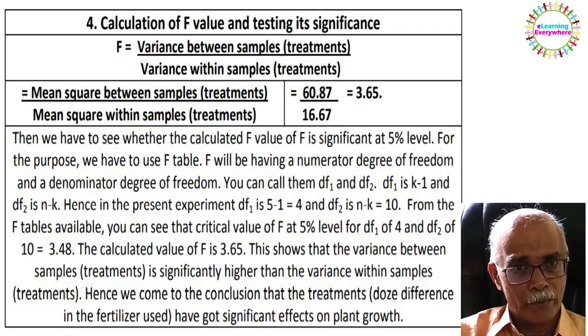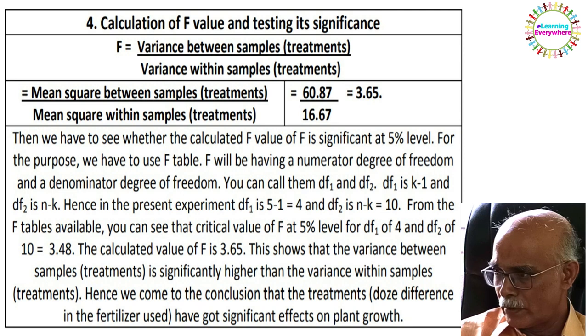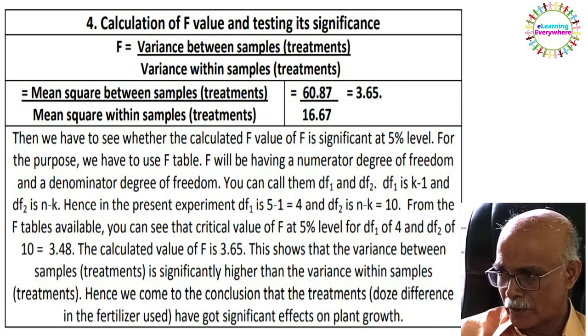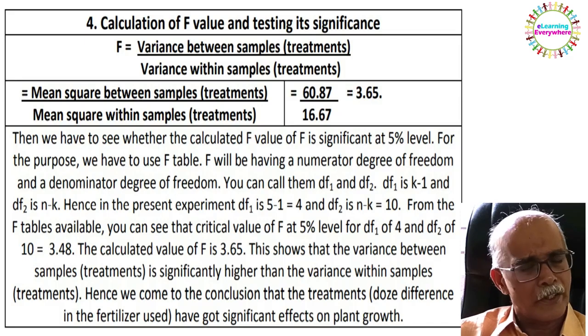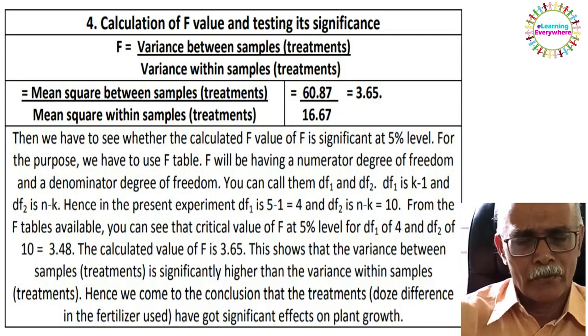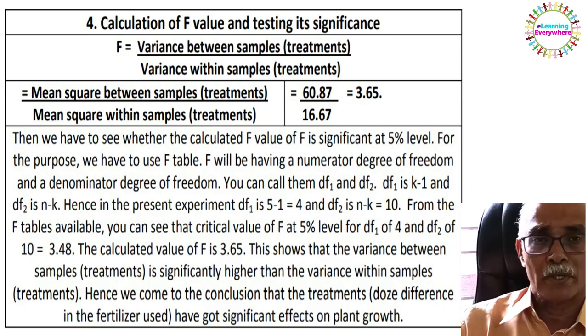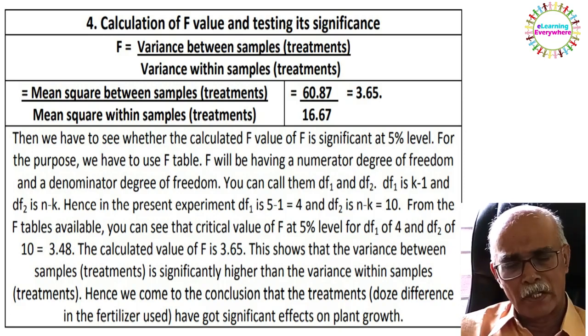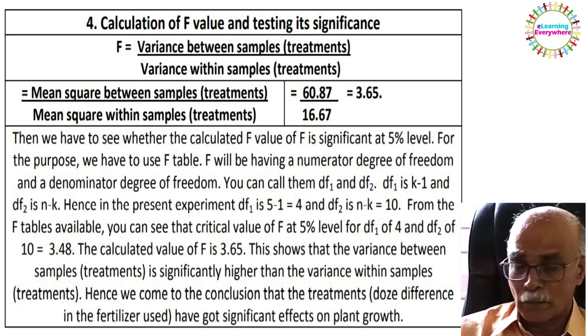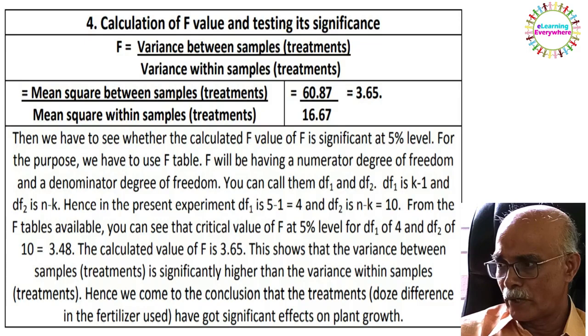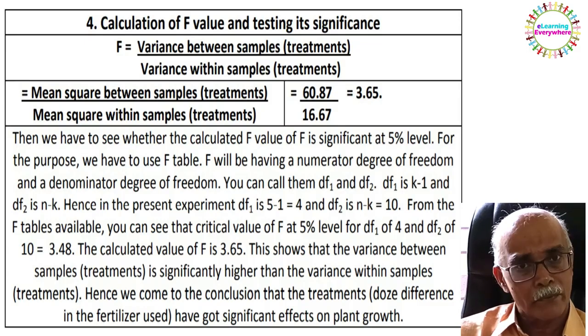df1, the numerator degree of freedom, is equal to k minus 1, which is 4, and the denominator degree of freedom df2 is equal to n minus k, which is 10. In the table you will get a corresponding value for F at 5% level, at 1% level, like that. For this experiment, let us take it at 5% level, and the value is 3.48. So the table value, the critical value, is 3.48, and your calculated value is 3.65.